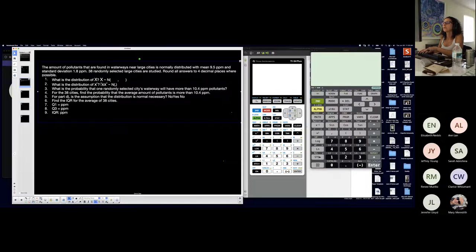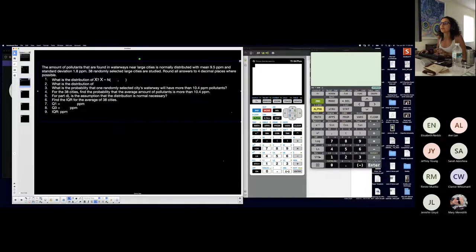Let's see what it means. I'm going to just write that out because it doesn't look right. This is that. Okay, then here we go again. Q1, Q2, you're going to do the IQR of this one.